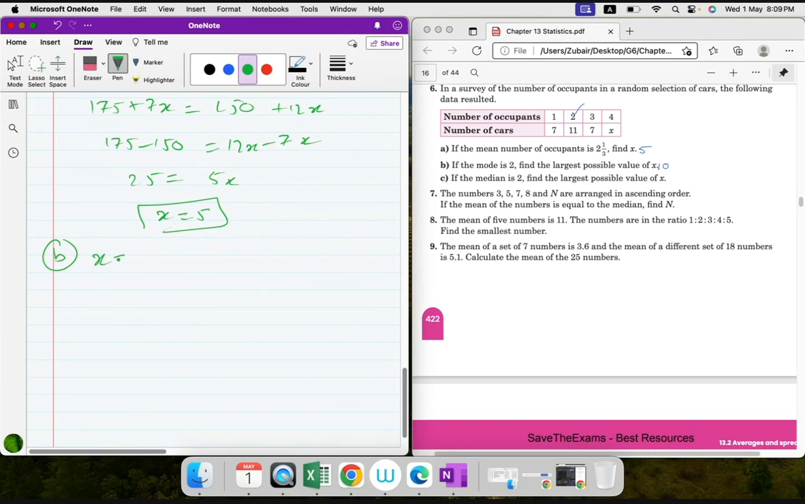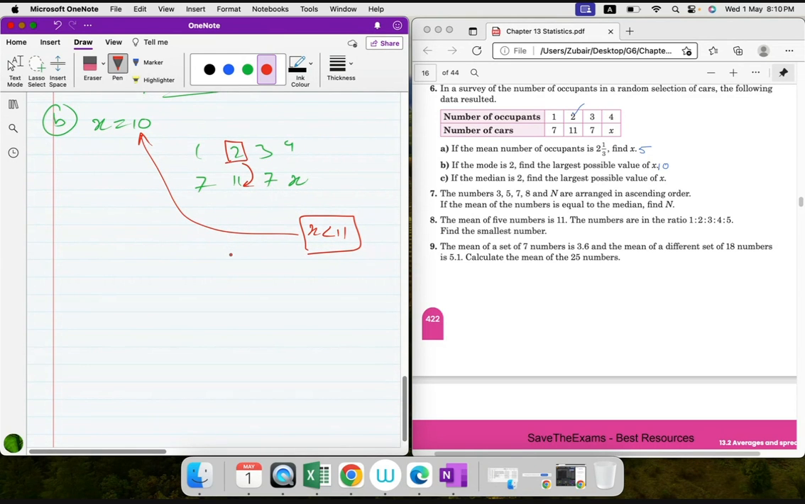Can you tell again? Okay. This is 1, 2, 3, 4, 7, 11, 7, and unknown. This is the mode. Mode means having the highest frequency. So x can be anything but not 11 or more than 11. So x has to be less than 11, and the highest possible value is 10. If you write 10 in place of x, 2 is still the mode. Is it clear now? Yes, sir.